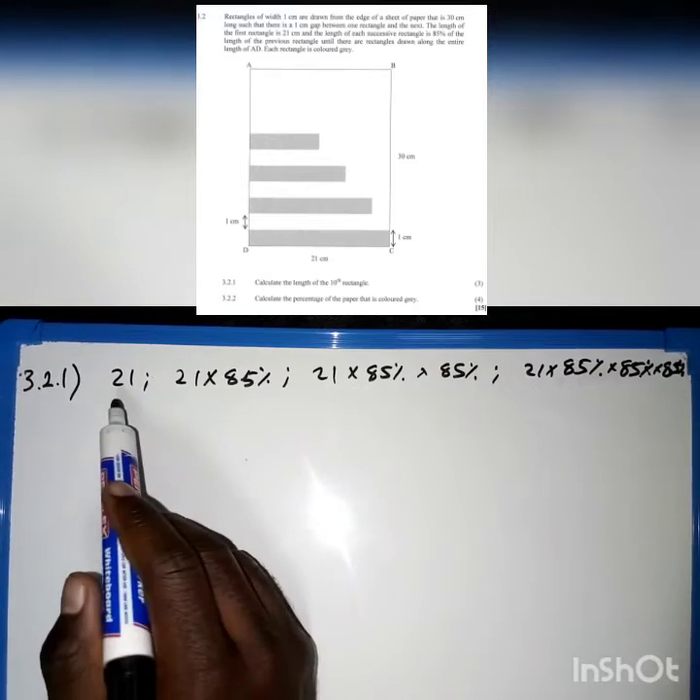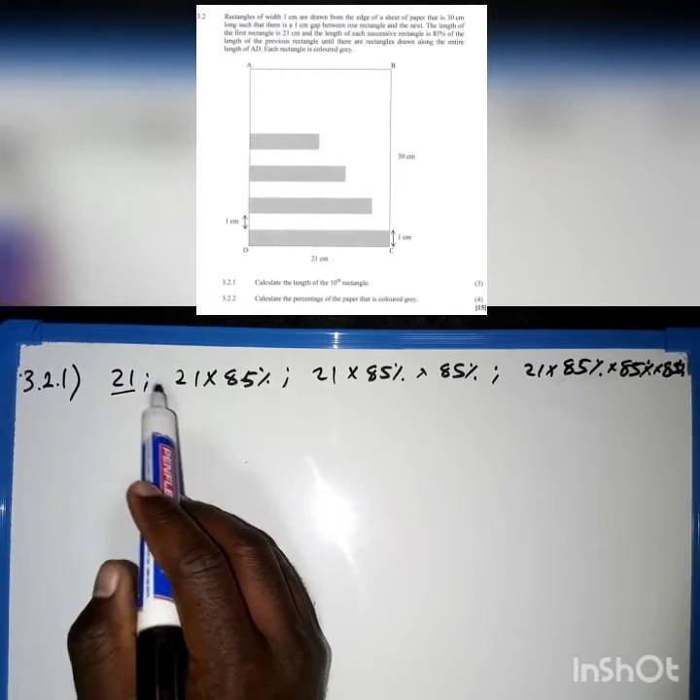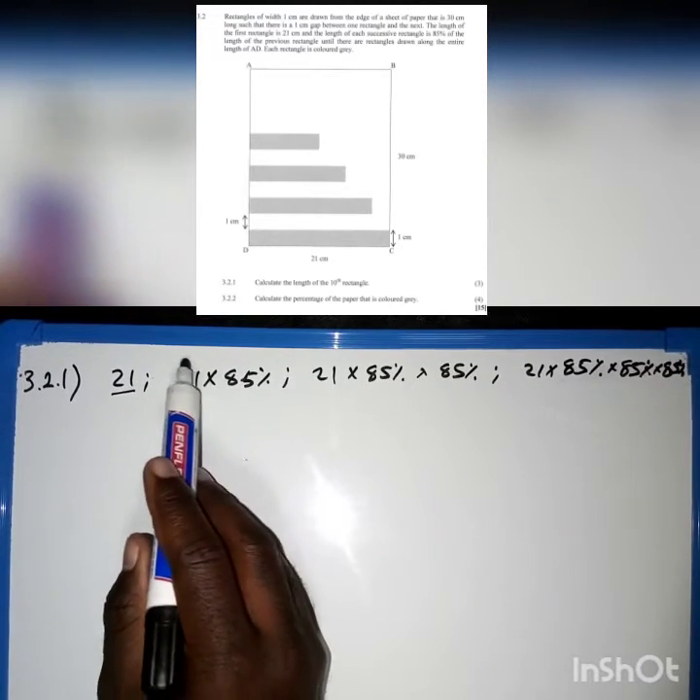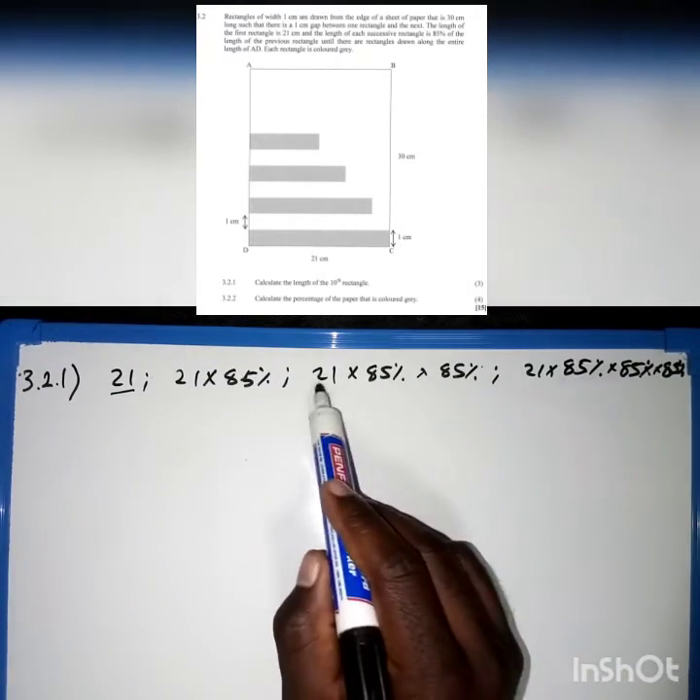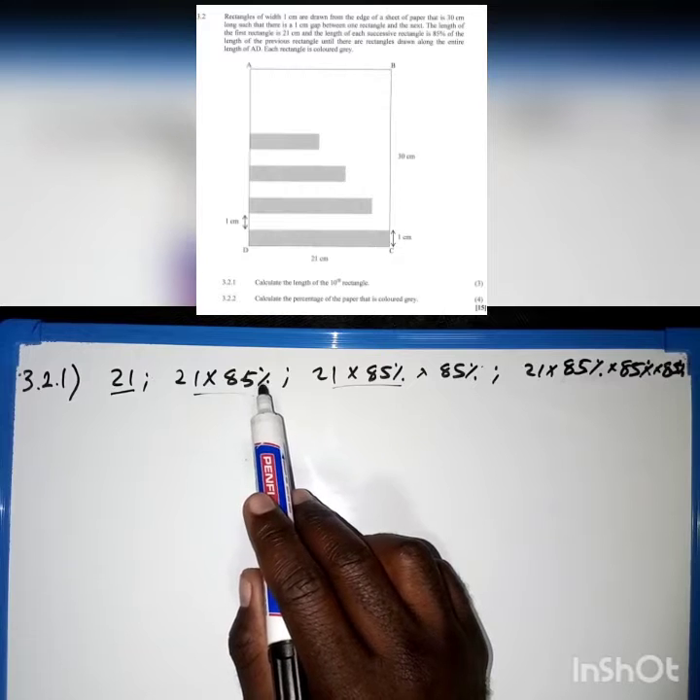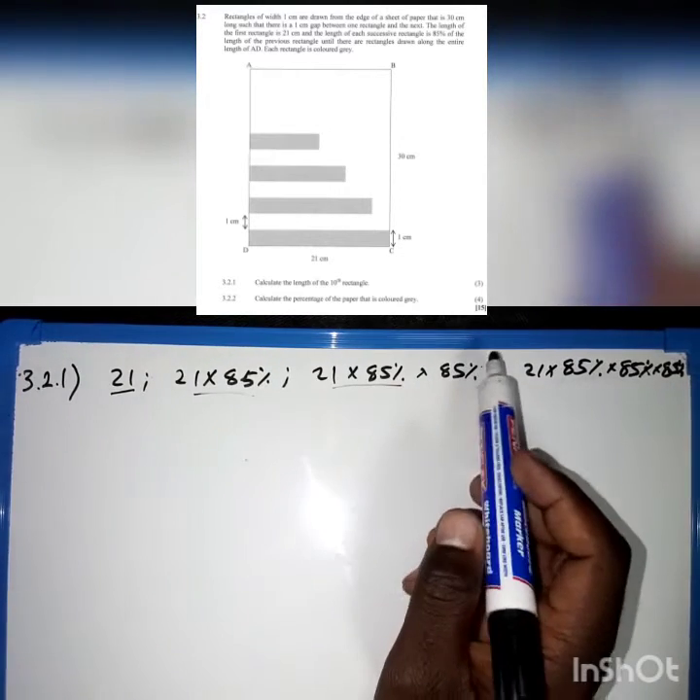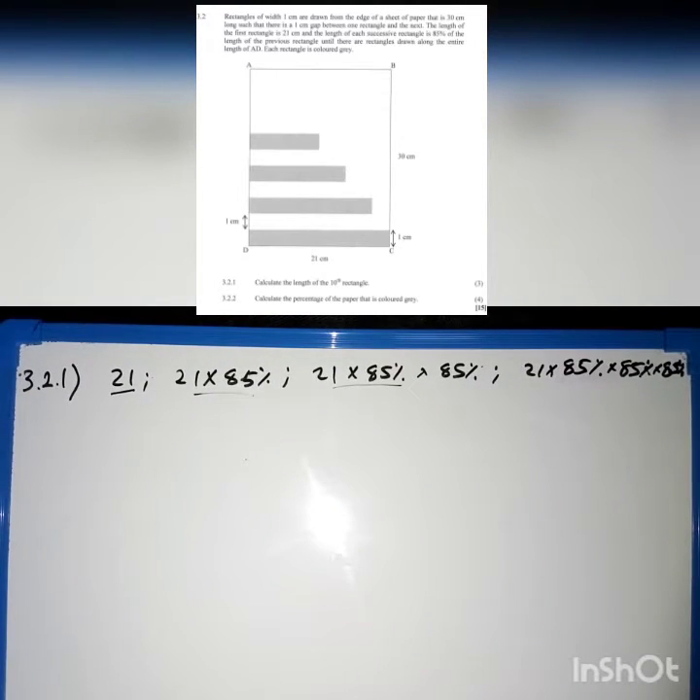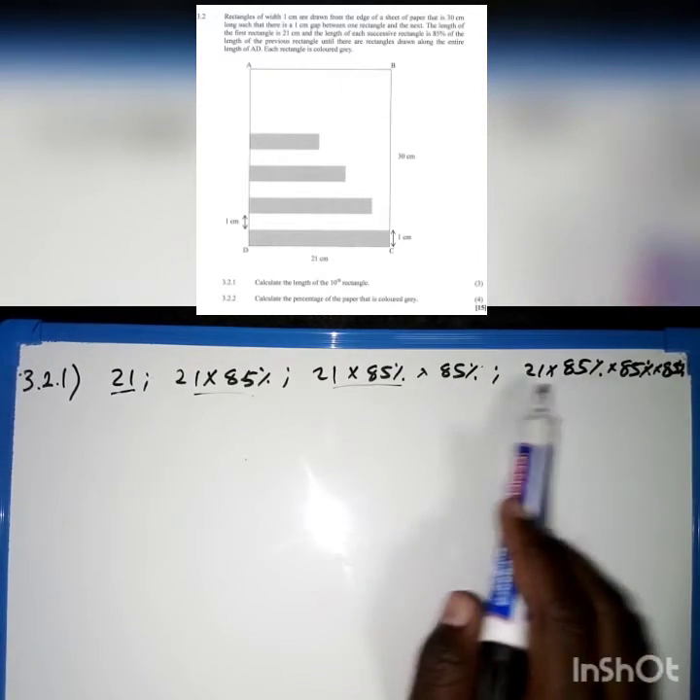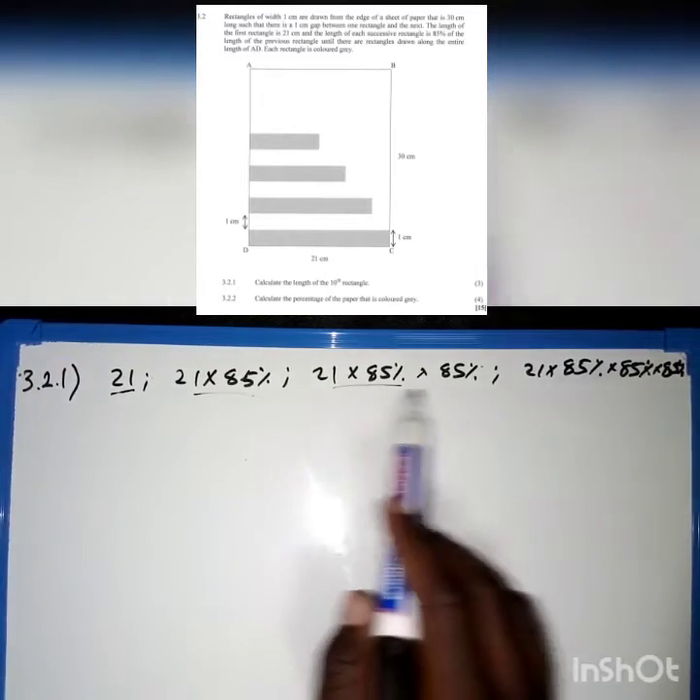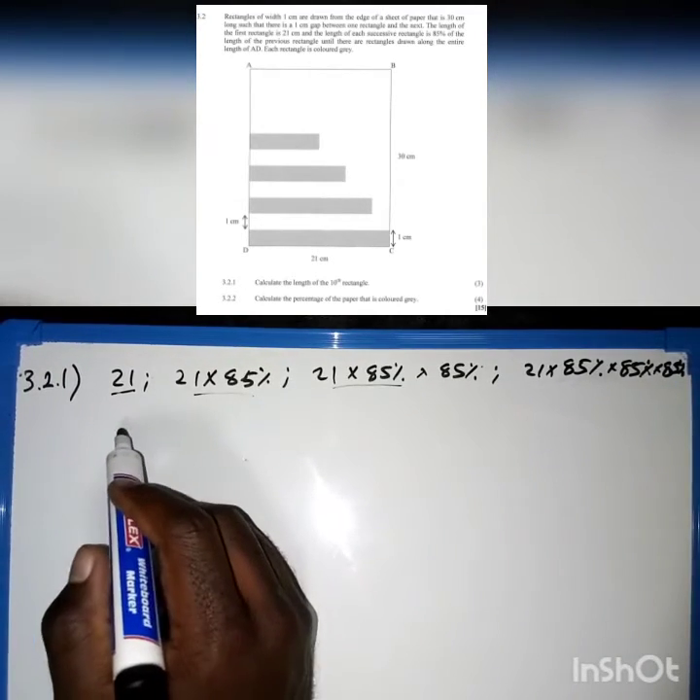So if this is 21, the next one will be 85% of 21, and then the next one will be 85% of this one, right? So when you look at this, it forms a pattern. So question 3.2.1, they say the length of the 10th triangle. So this here is a pattern, and it's a sequence, and it forms a geometric sequence.